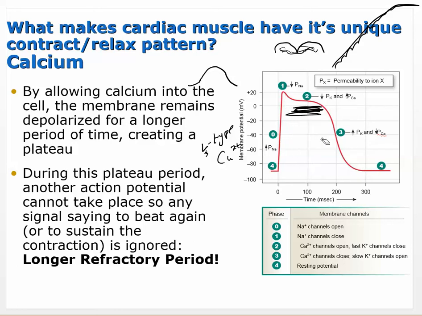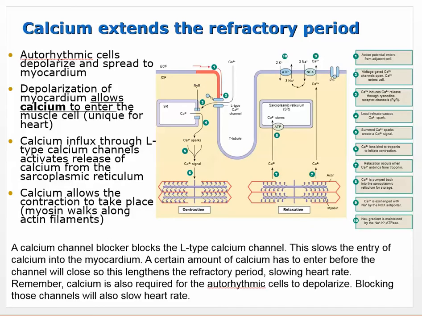It creates a plateau. During this plateau period, another action potential can't take place. So any signal saying to beat again is just ignored. So passing around those signals isn't going to matter. Everything's going to depolarize and then pause and then repolarize. We call this a longer refractory period, which we'll see on another slide as well. So what's going on?